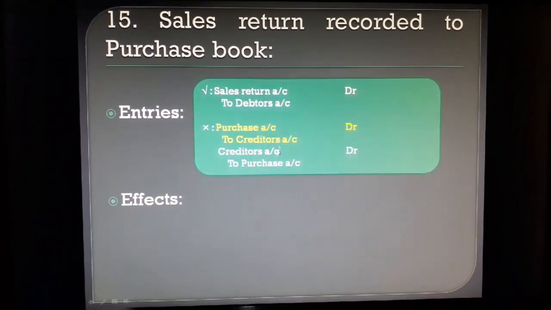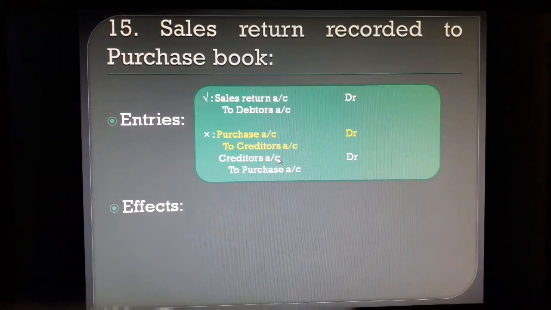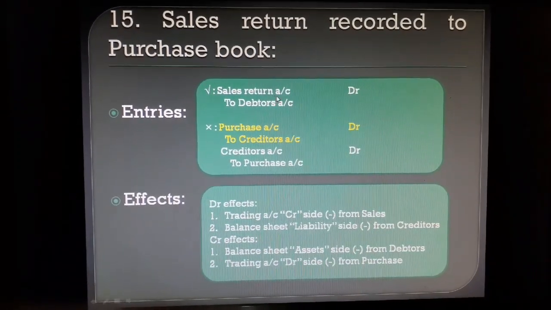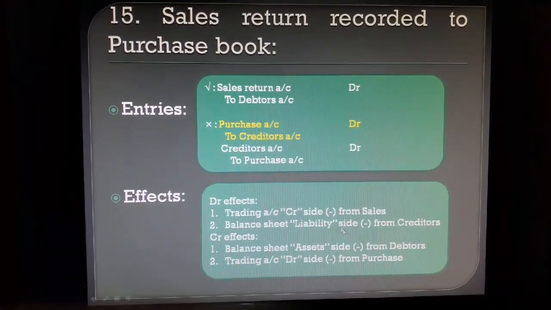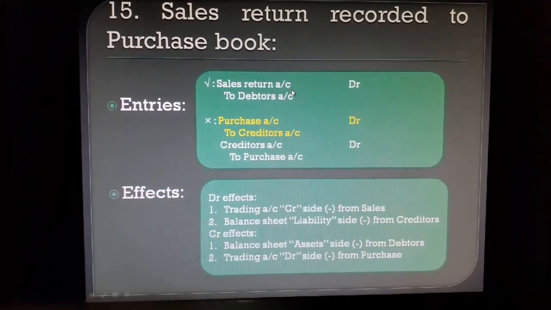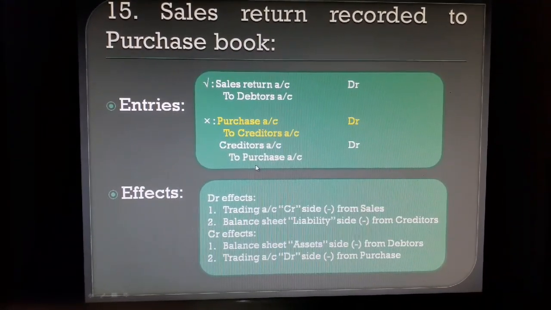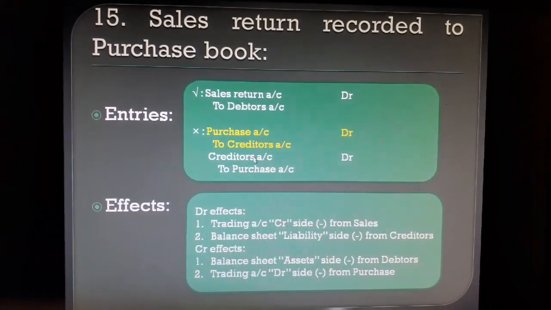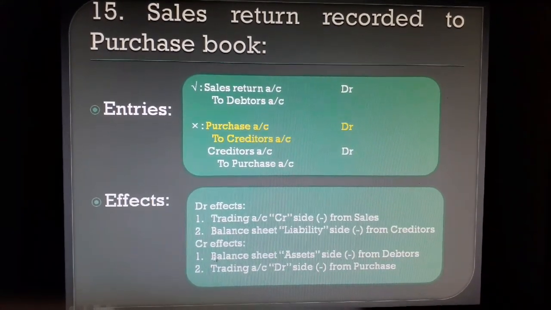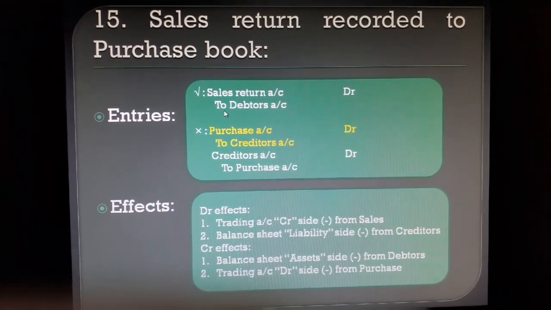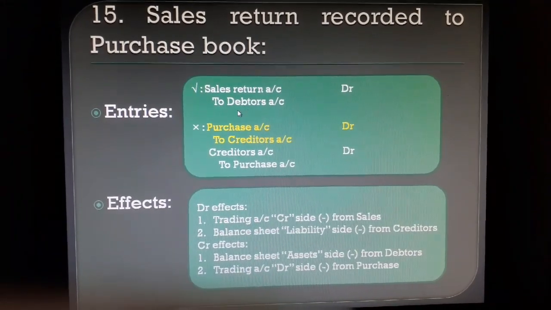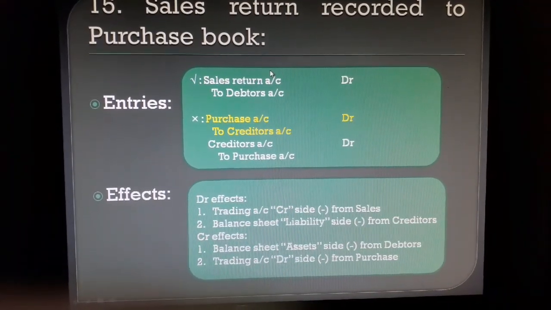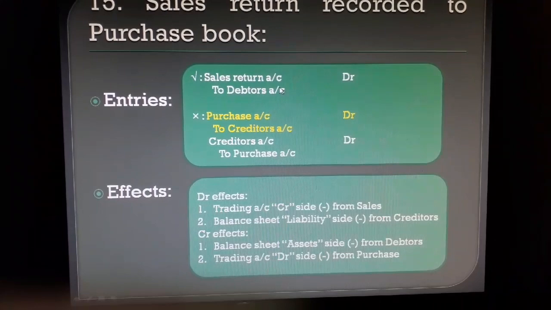So now we have to give effects for the correct entry and the rectification entry. With that, the adjustment effects are: first debit effect, trading account credit side, minus from sales, because it is sales return. Another debit effect, balance sheet liability side, minus from creditors, because it is wrongly included in creditors. Then credit effects: in the first correct entry, the credit effect is given to debtors account. So balance sheet asset side, minus from debtors, because it is sales return. So with that, the amount of debtors gets reduced.